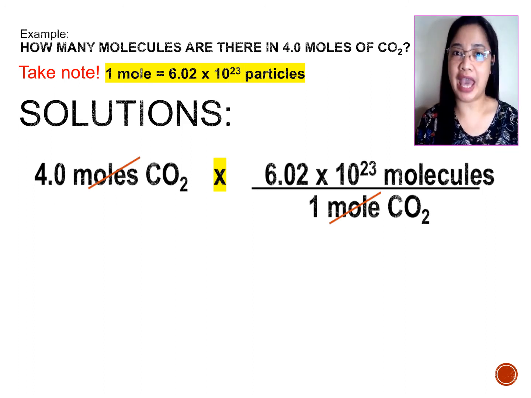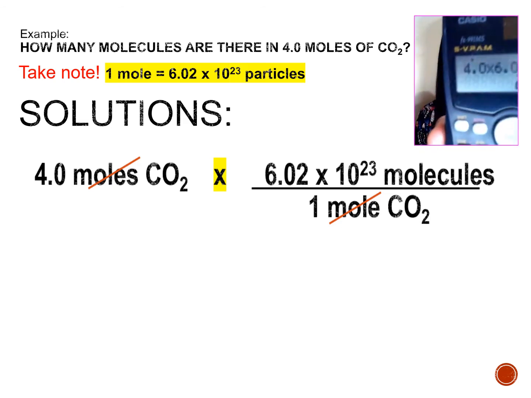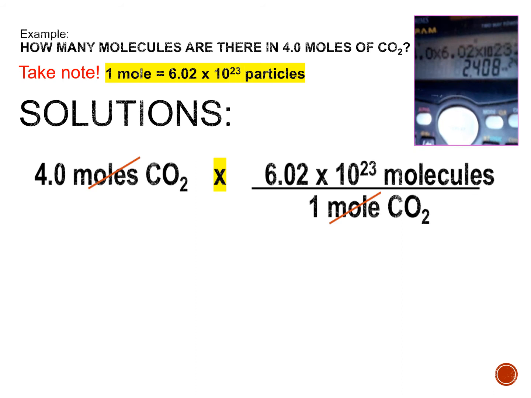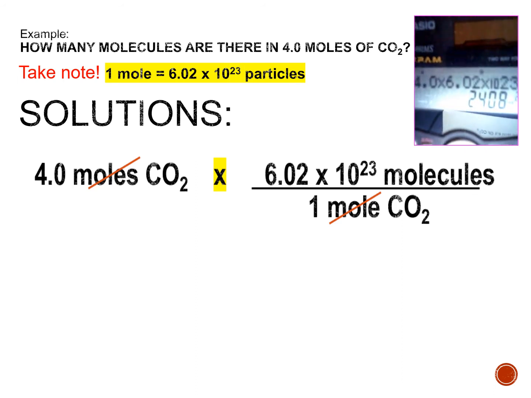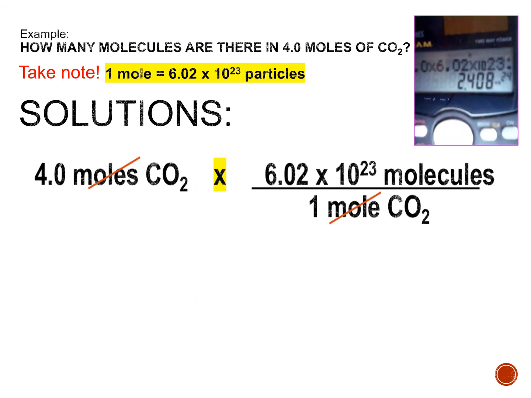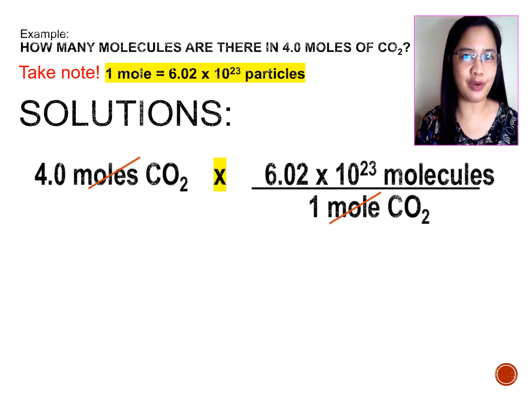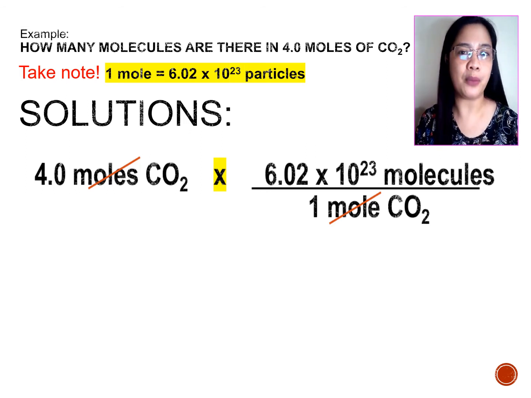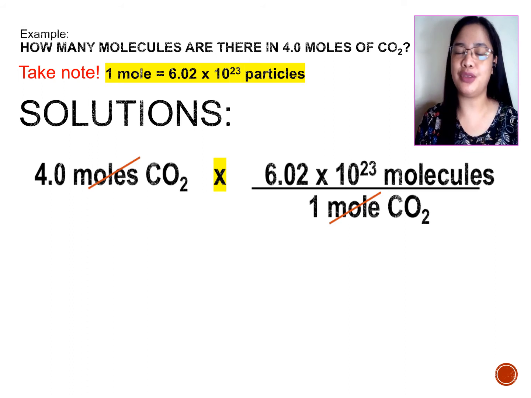Now, take note, we have to follow the rules in rounding significant digits or significant figures. So, in the calculator, the answer is 2.408 times 10 to the 24th, or 2.41, or 2.4 times 10 to the 24th molecules of carbon dioxide. Now, let's discuss how to get the final answer according to the number of significant digits or figures. Now, let's proceed to the next slide.